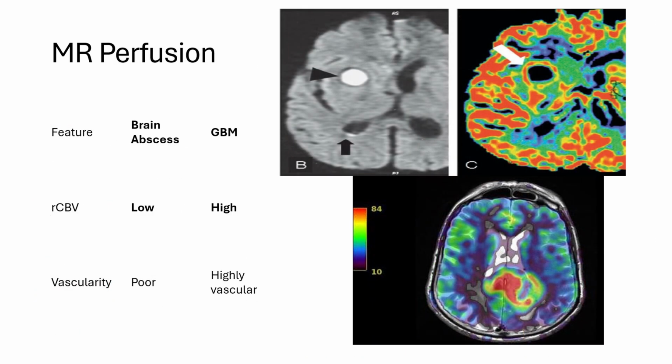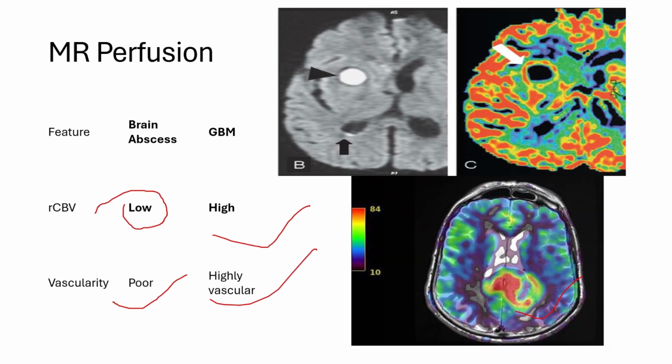In MR perfusion, relative cerebral blood volume is low in abscess, whereas high in GBM, as we can see in this image. This is the GBM showing the high cerebral blood volume, and vascularity is poor in abscess, whereas there is high vascularity in GBM.